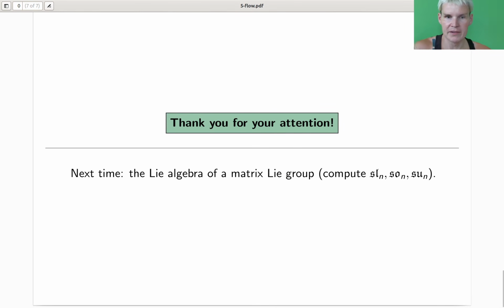I don't want to do that. Next time, Lie algebra and Lie matrix groups, and I forgot to take that out. That was actually something for myself.